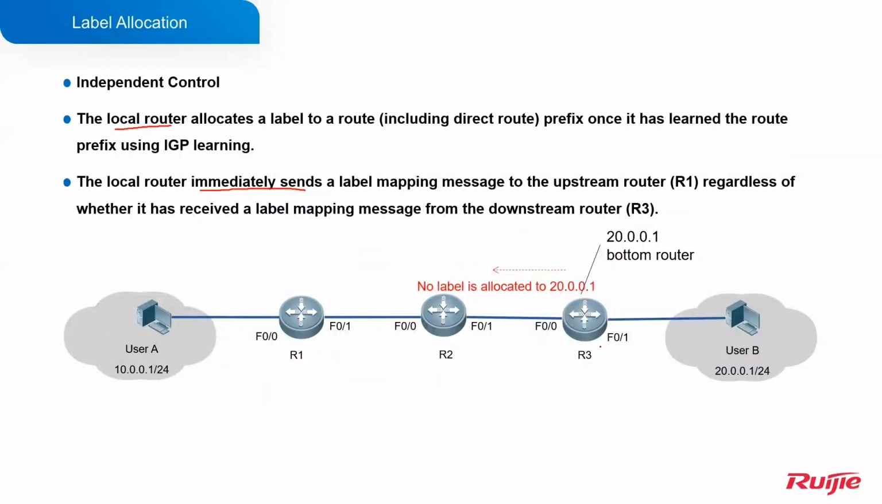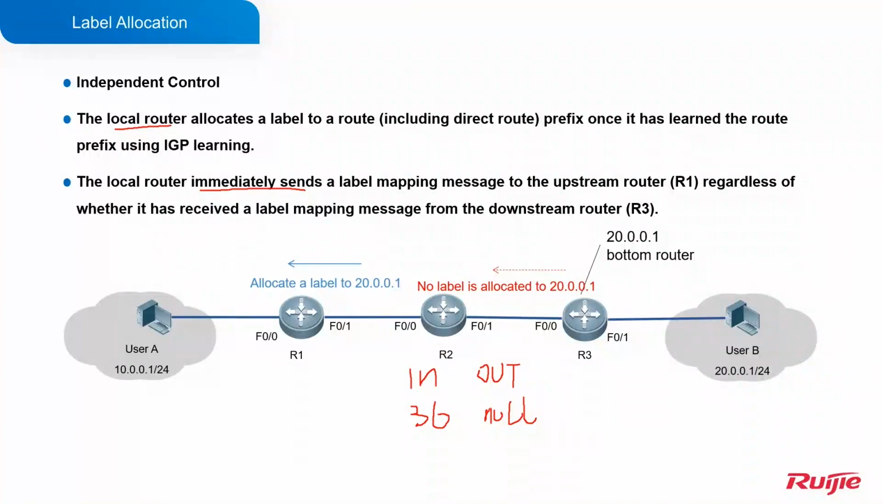And even if route 3 has no label allocated for 20.0.0.1, route 2 can allocate the label for 20.0.0.1 first. That means route 2 has the in label, right? Maybe for the in label, route 2 uses 36. And now the out label is empty. That's because we don't receive any label mapping information from route 3, right?